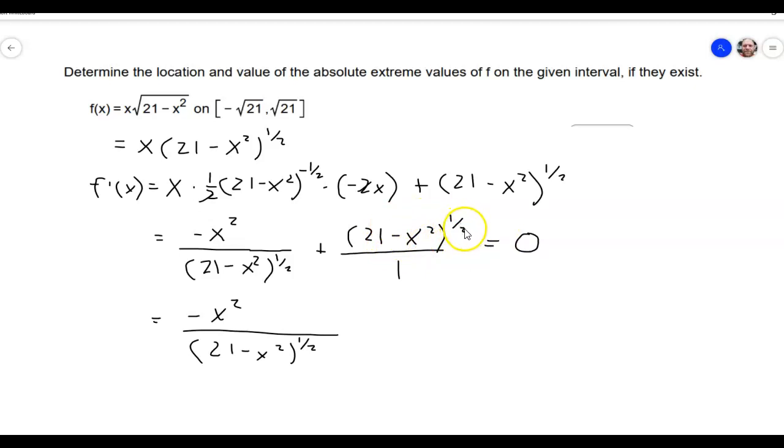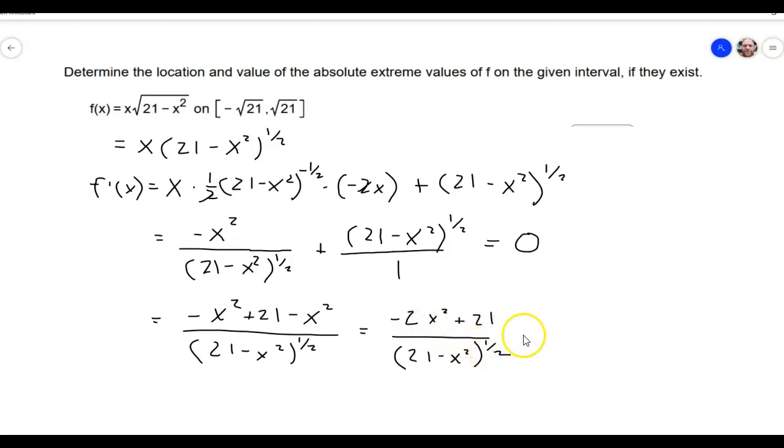If I multiply the top by that, then we have the same base. We just add the exponents. So 1/2 plus 1/2 is 1. So this just becomes plus 21 minus x squared. So nicely for us, this becomes negative 2x squared plus 21 over 21 minus x squared raised to the positive 1/2.